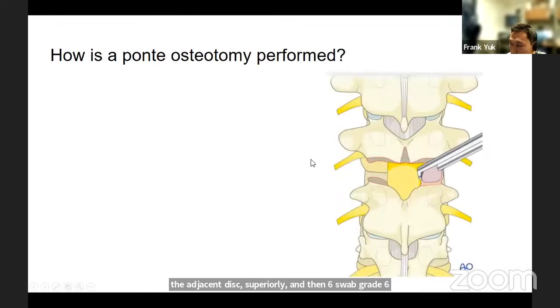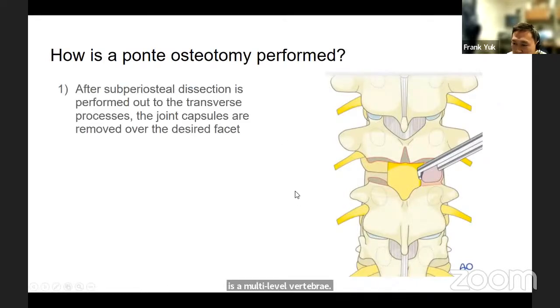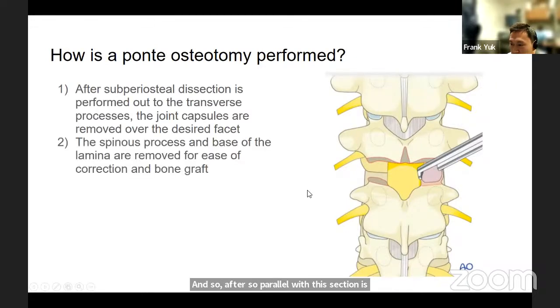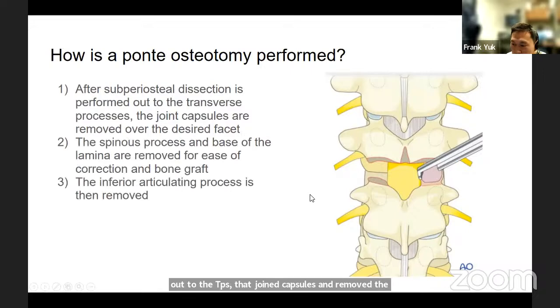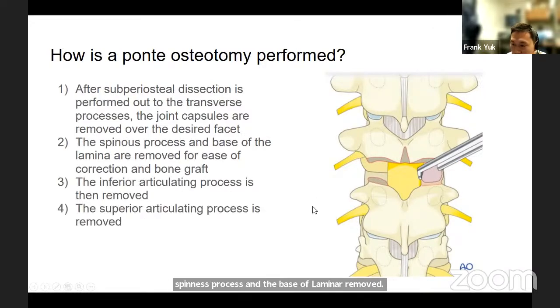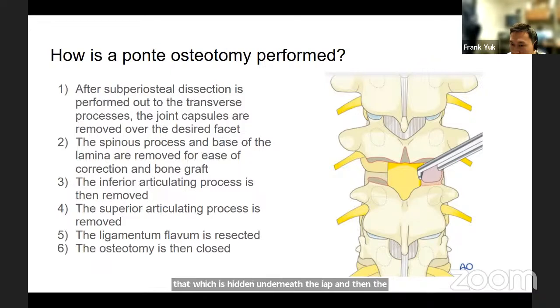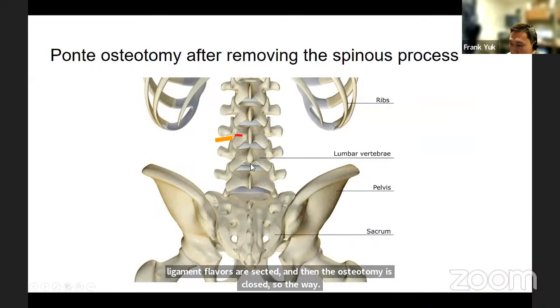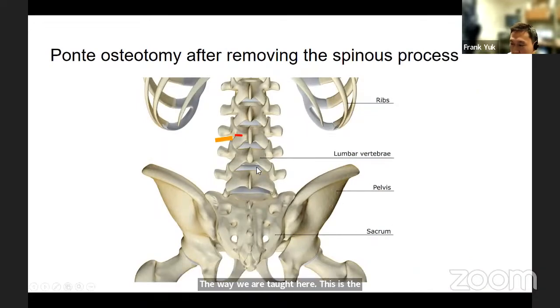So how is a Ponte osteotomy performed? After subperiosteal dissection is performed out to the TPs, the joint capsules are removed, the spinous process and the lamina are removed, and then the inferior articulating process is removed, and then the superior articulating process after that, which is hidden underneath the IAP. Then the ligamentum flavum is resected, and then the osteotomy is closed.